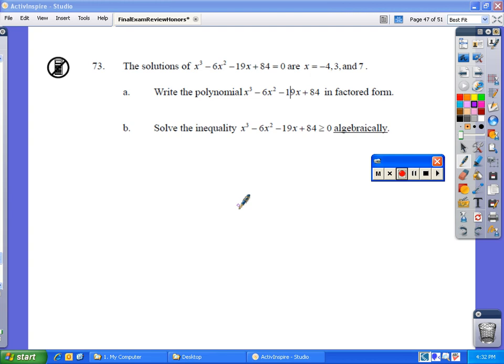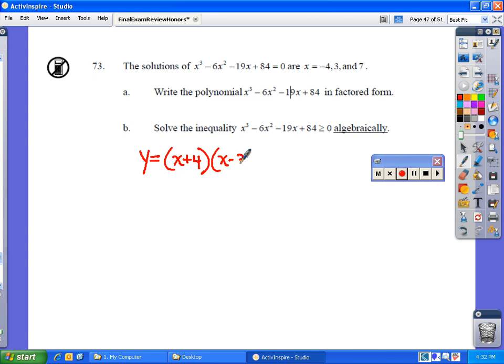In number 73, again, we're given the zeros to an equation, and we're asked to write it in factored form. Let's start. y equals, the factor for the zero -4 is x minus -4, or x plus 4, x minus 3, and x minus 7.